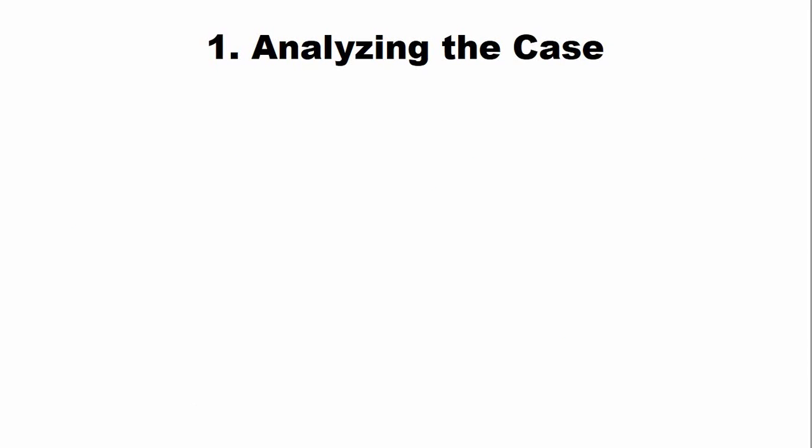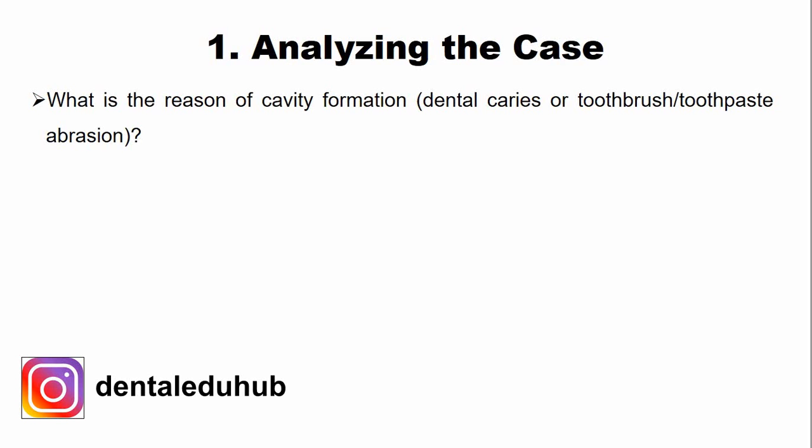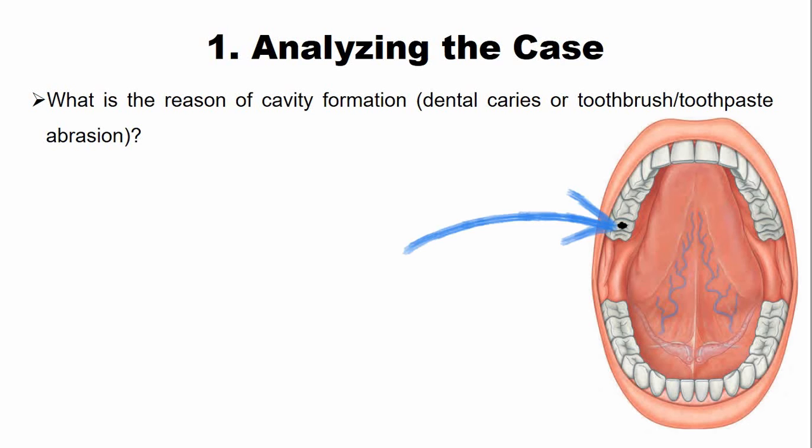The first step is analyzing the case. Simultaneously, we will show you a complete case as well. The first question is, what is the reason for the cavity formation that you are going to restore? For example, whether the cavity is caused by dental caries, toothbrush, or toothpaste abrasion. In our case, as you can see in the picture, the cavity is because of dental caries in the upper maxillary second molar.